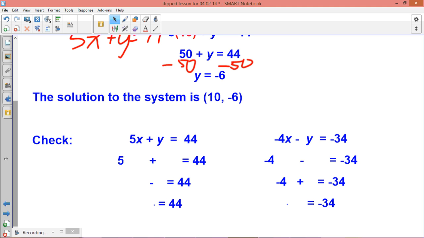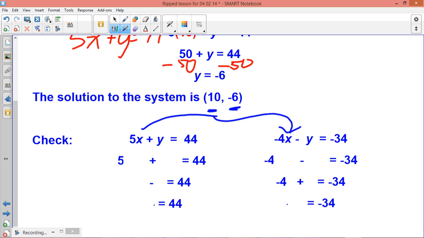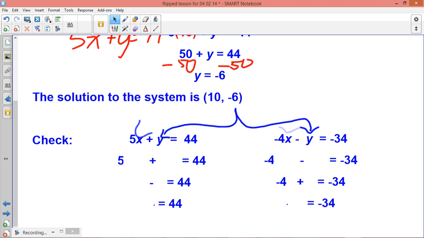Now, it might seem like we're done, but we always want to check our work, especially when we're doing this much arithmetic. We want to make sure we didn't make any mistakes. So I'm going to plug 10 in for x and negative 6 in for y in both of these equations. The 10 is going to go in for x both places, and the negative 6 is going to go in for y both places. And we'll see what happens. Hopefully we get true statements.